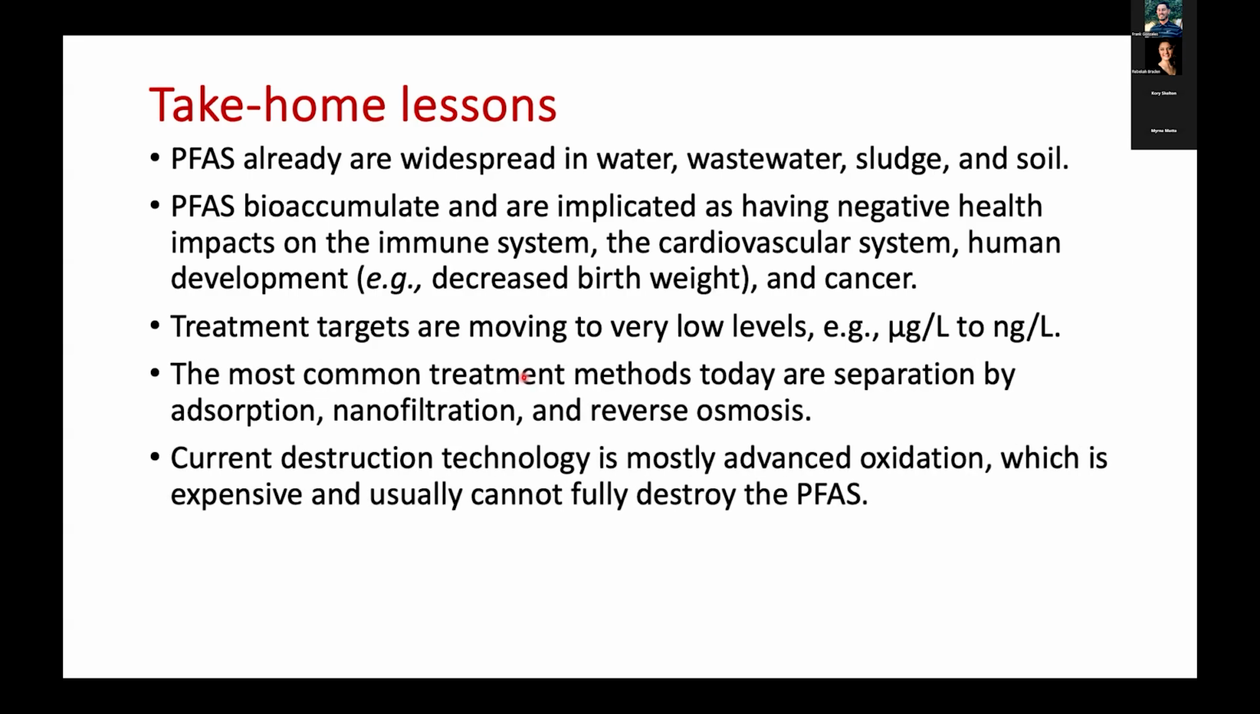Now, today, if you're going to remove it, you're going to use either adsorption or a separation device, a membrane separation device. These work, they remove most of the molecules, particularly the larger ones, but they don't destroy it. They just move it from one place to another. And now you've got to deal with your concentrated adsorbent or your concentrated brine in the reverse osmosis.